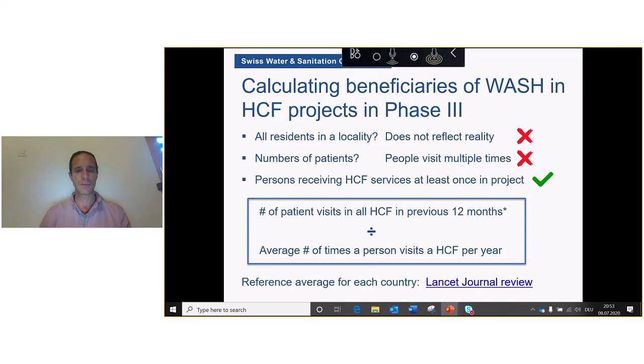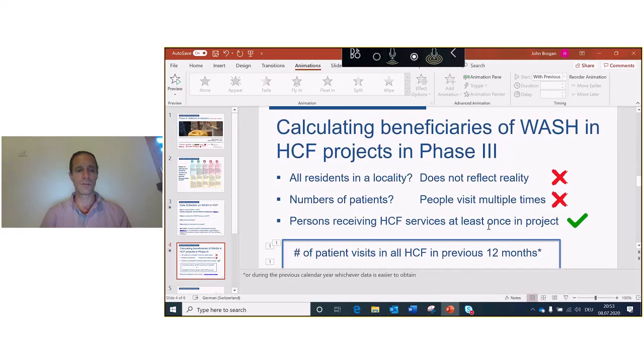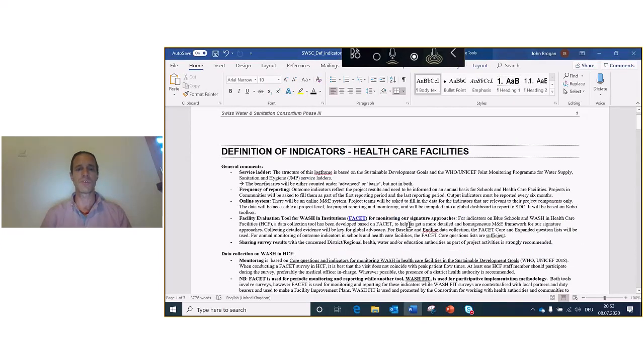So with that, we will come to the reference material that the consortium has put together on the definition of indicators for Washington healthcare facilities.